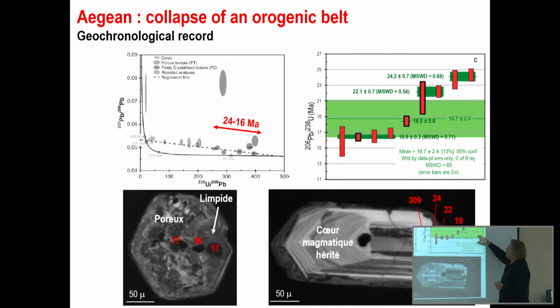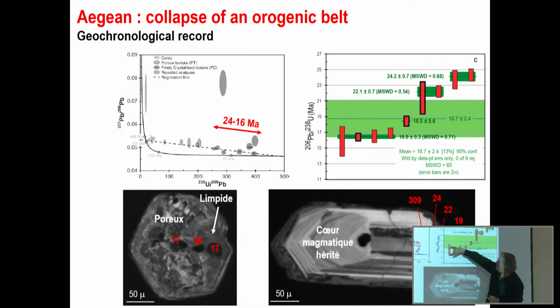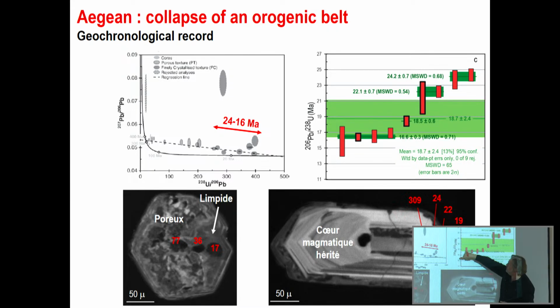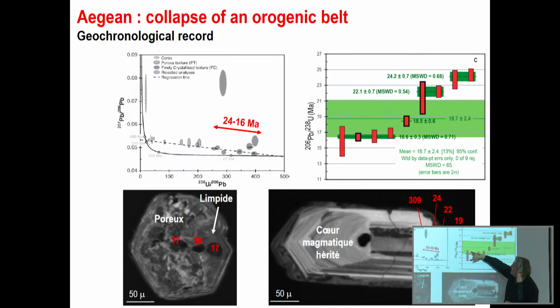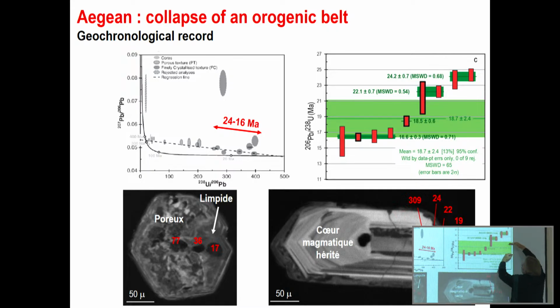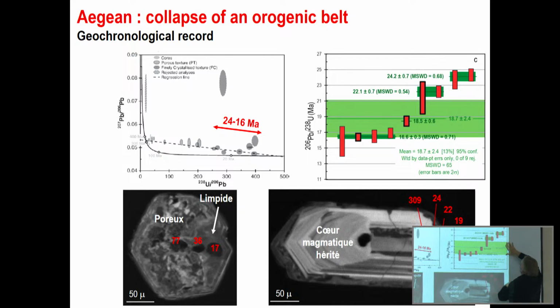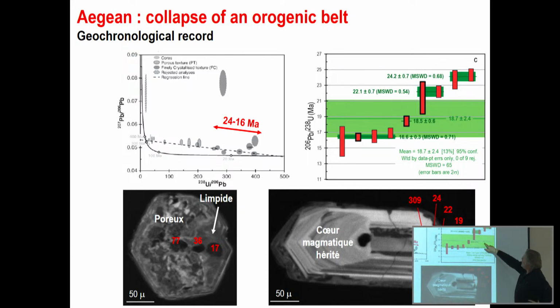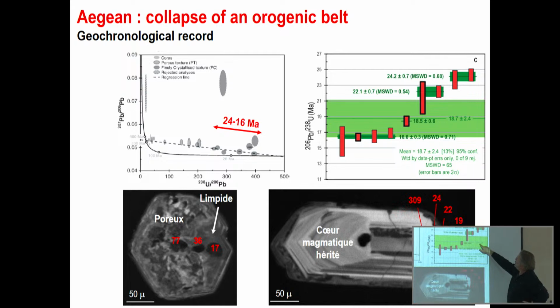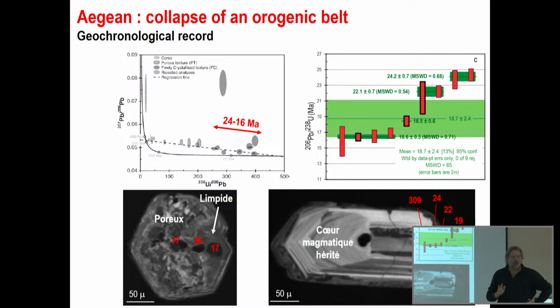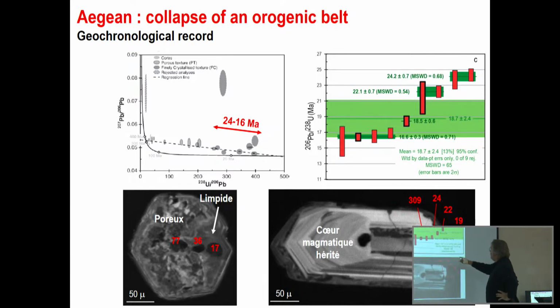And when you do that, when you do the statistics, these are the analytical points. Right? Each of these ellipses translates into a 206, 238 age, or date, sorry. So that's each of these spots. And the average of that, when you do the statistics, is this green line, which gives 18.7 plus or minus 2.4. That's the average. And then you can calculate a mean standard weighted deviation. Are you familiar with that? Which here is 65.